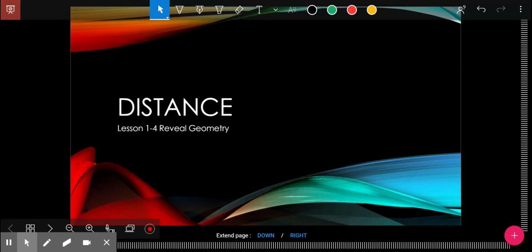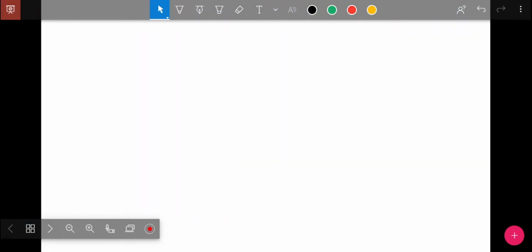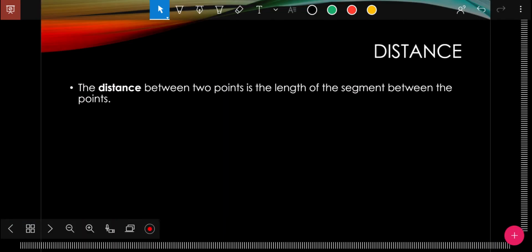Section 4 in Module 1 is on distance. And let's get started on distance. And so first, let's understand what we define as distance here in geometry class. The distance between 2 points is the length of the segment between the points.